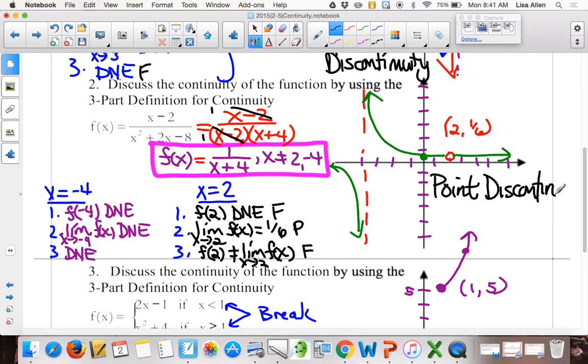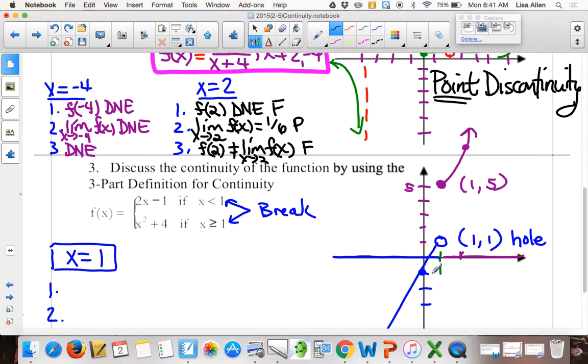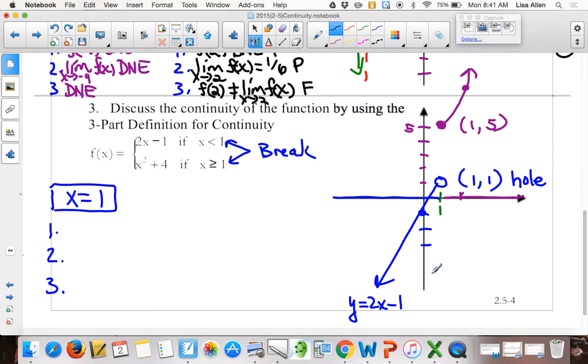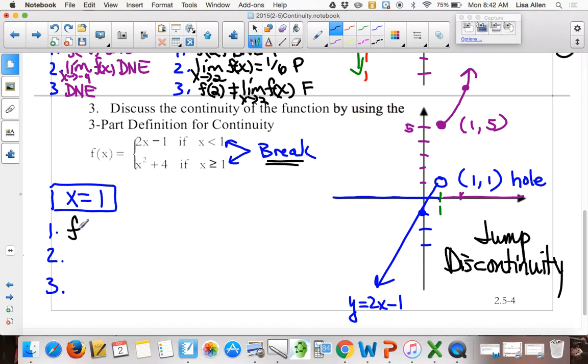Okay, and then the last one we want to look at is looking at the three-part criteria for a break in the graph where it's jump discontinuity. And clearly you can see the jump discontinuity. So at x is equal to 1 is where we appear to have the break in the graph. So we're going to look at f of 1, as it looks like we get 5.